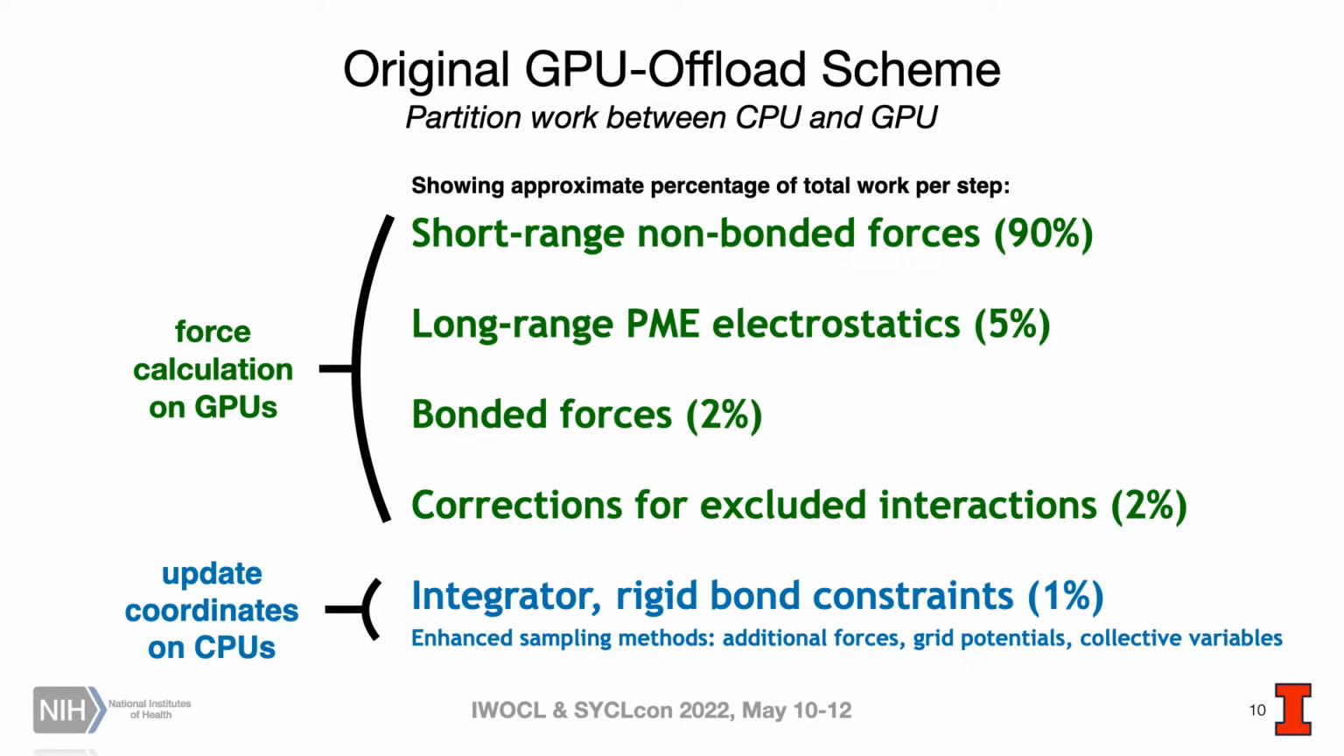The original GPU offload scheme provided a partitioning of work between CPU and GPU, eventually with all parts of the force calculation on the GPU and the coordinate updates on the CPU. The idea with this strategy was to overlap the CPU work with the GPU work. As we progressively offloaded these force calculations to the GPU, it's not that the speed up for calculating each small contribution on the GPU was that significant, rather that we benefited from removing work from the CPU.